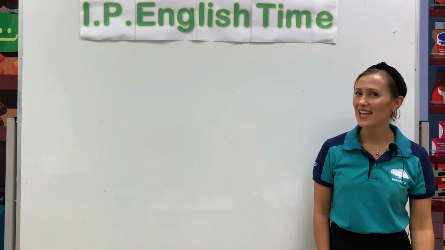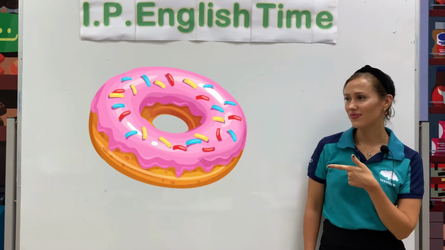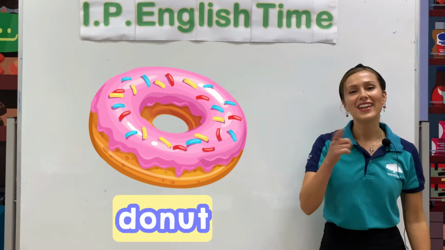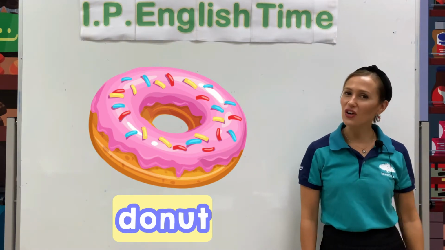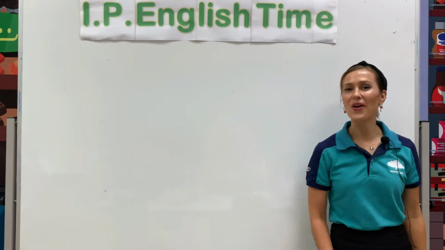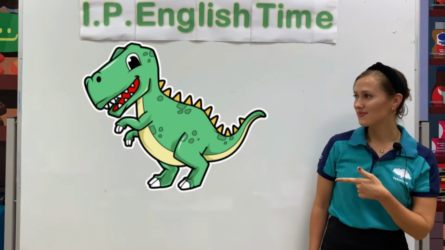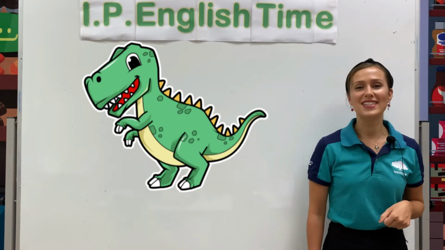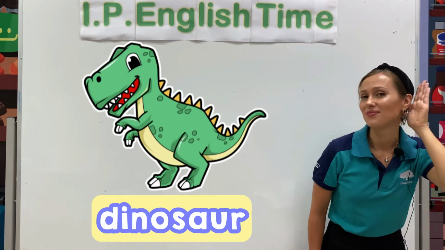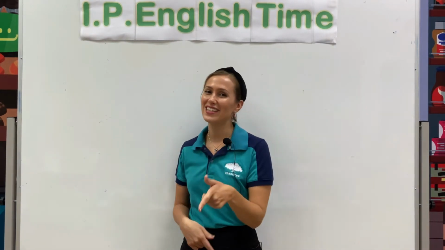Excellent. Our next letter D word. Letter D is for donut. Yummy. Can you repeat? Donut. Very good. We have one more letter D word. What is this? Letter D is for dinosaur. Dinosaur. Very good. You know some letter D words now.